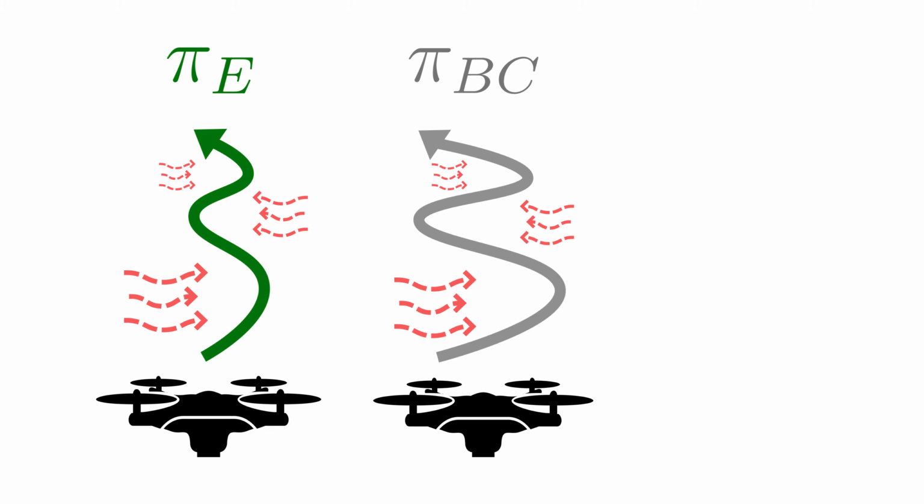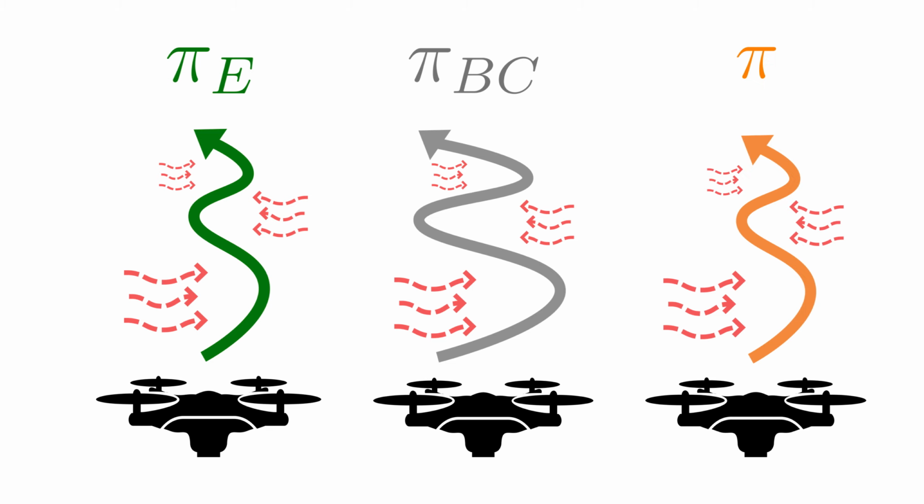What we'd like is instead to learn a policy that flies as close to straight as the expert does on a windy day. It turns out we can find such a policy by applying a technique from econometrics called instrumental variable regression.